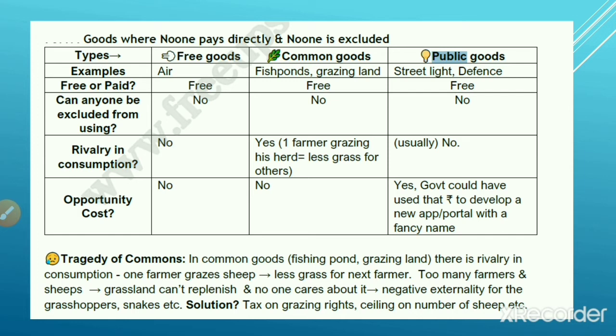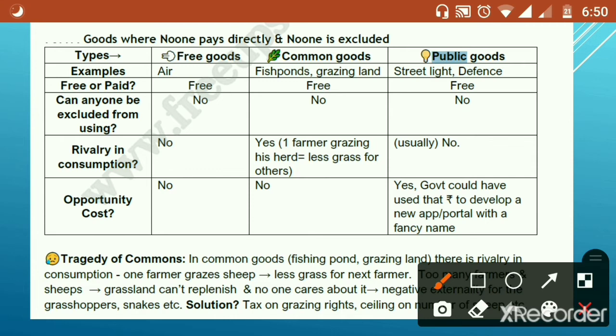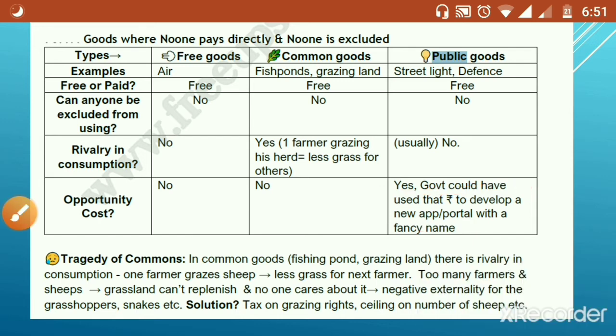Yes, the government could have used that to develop a new portal with a fancy name. So with that capital that is used to make the street light, if not making the street light, the government could have used it for other purposes, for any portal or any scheme. So that means opportunity cost is involved. So that is for this topic.